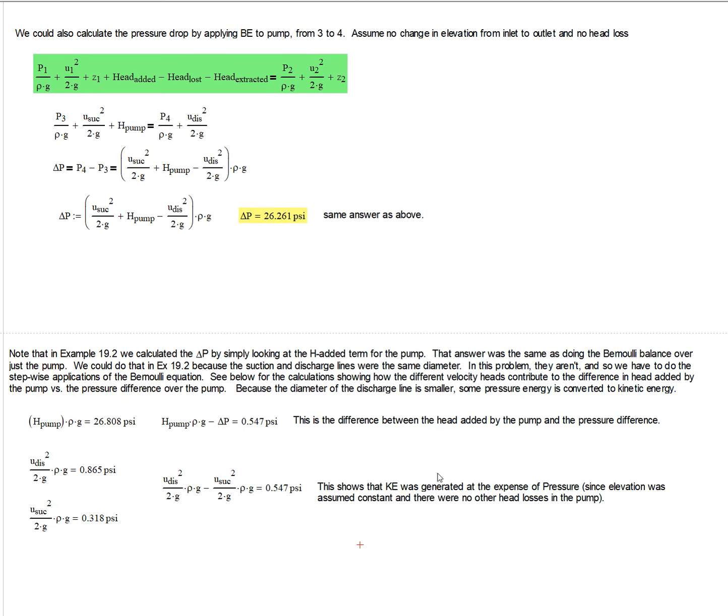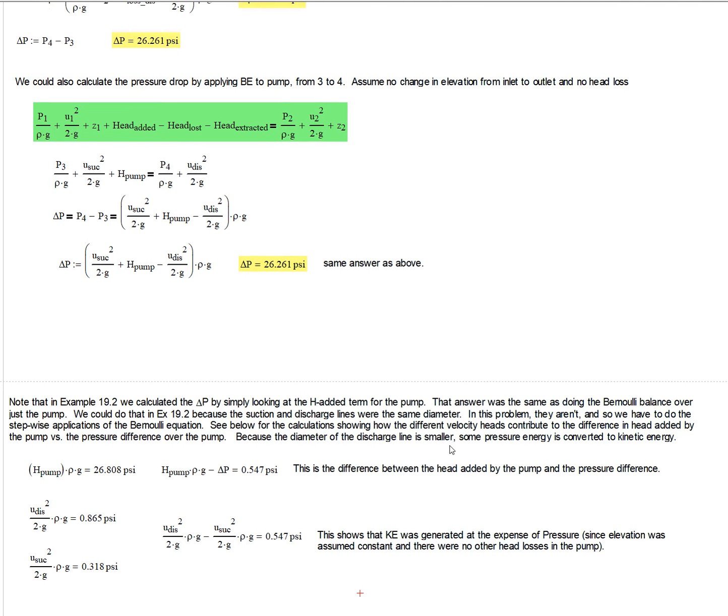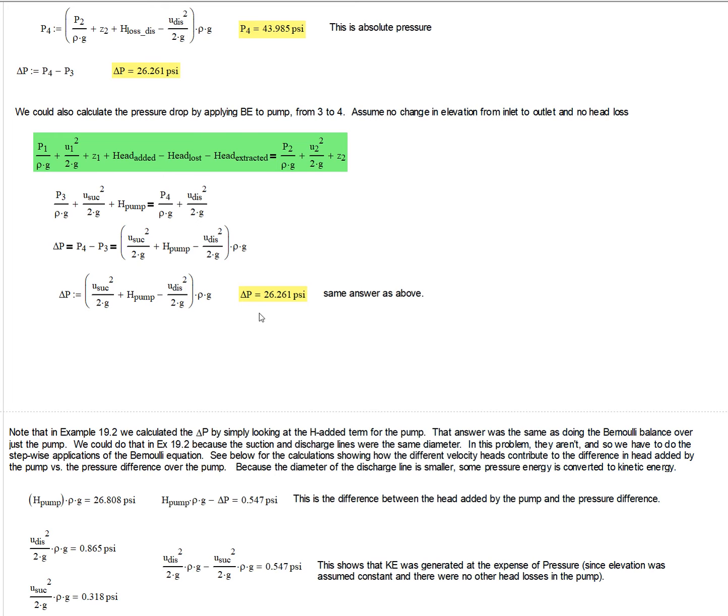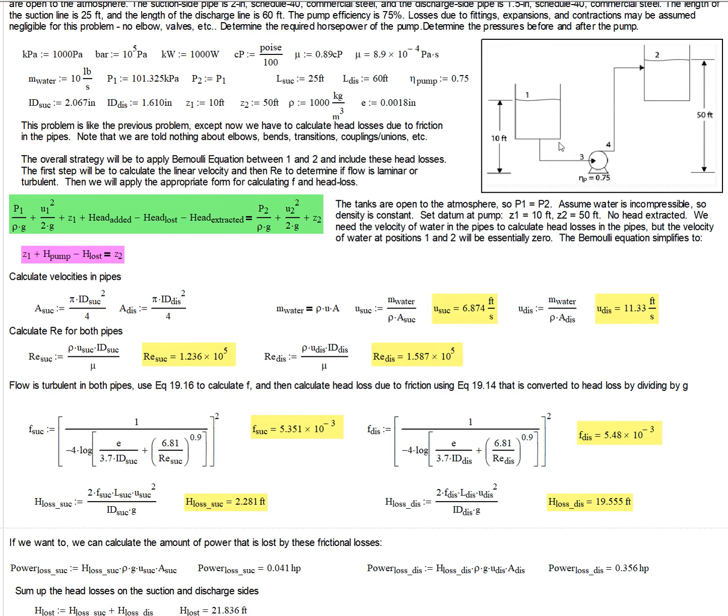So a maybe extra detail here, but what that shows is that when you have a system with different diameter lines, you need to be a little bit more careful and apply things stepwise versus assuming that you can go from the very beginning to the end. Again, in that earlier problem, we had no frictional losses and we had constant diameter lines throughout our system. This problem is a little more complicated.